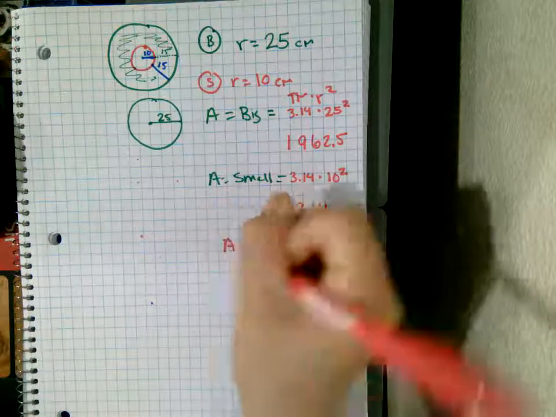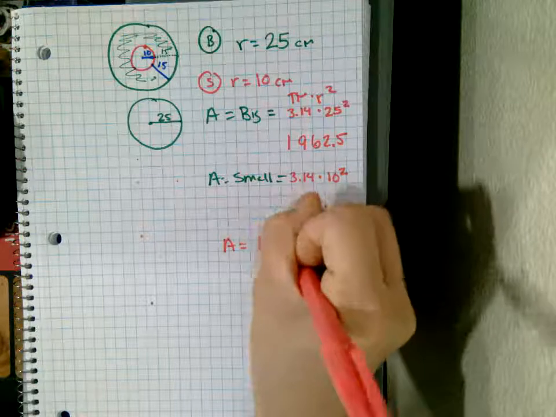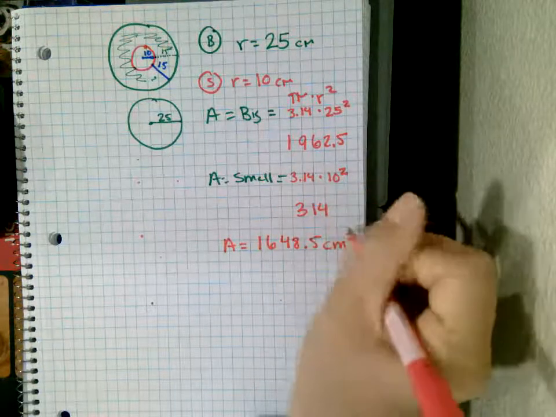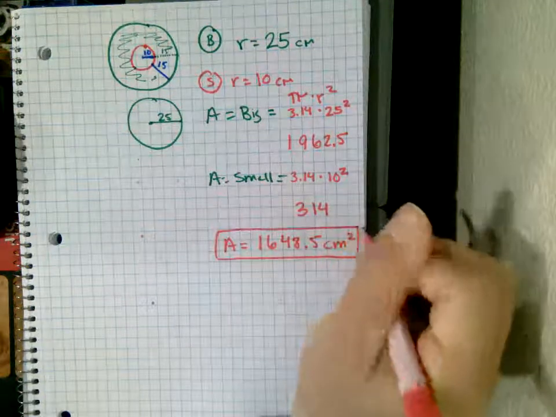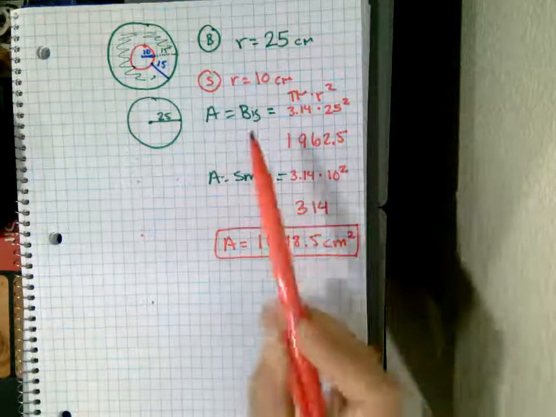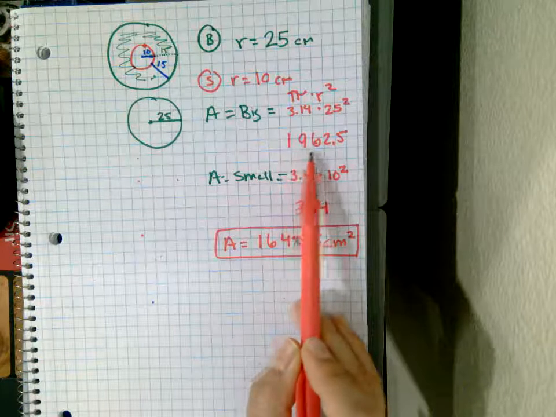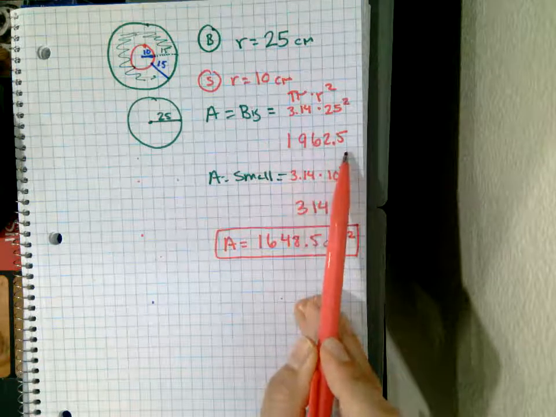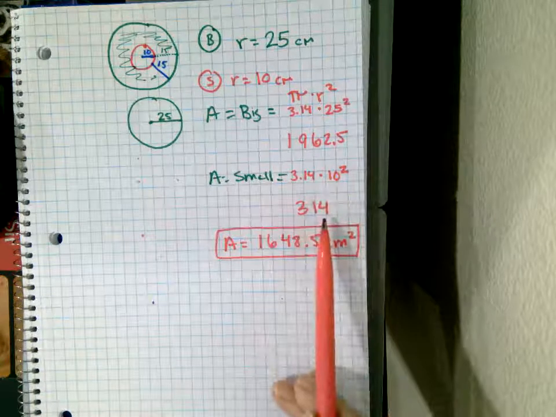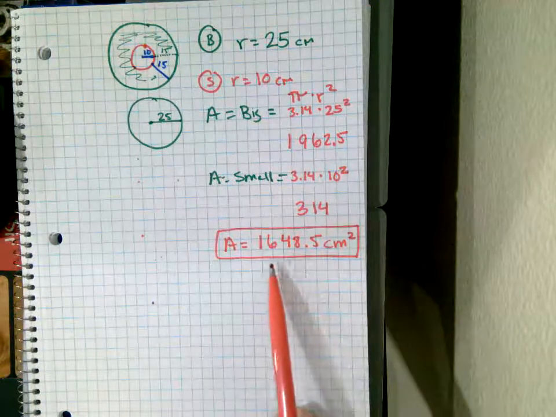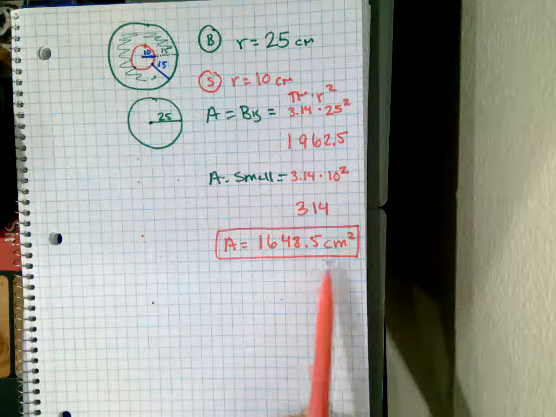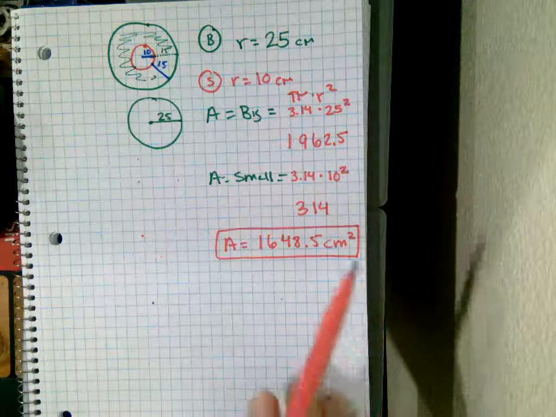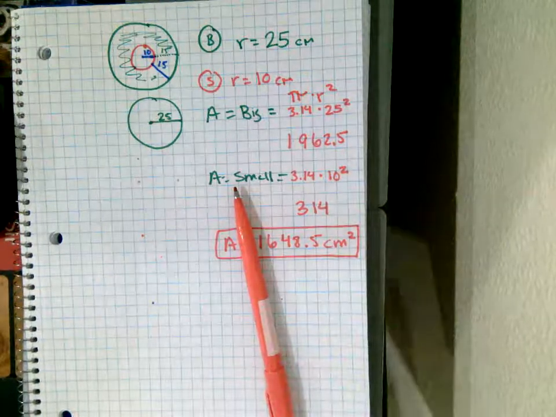So this is what I got. The area of the big circle is 1,962.5. The area of the small circle is 314. So that's 1,648.5 centimeters squared. Correct me if I'm wrong. Sometimes I make mistakes. Let me go grab some water.